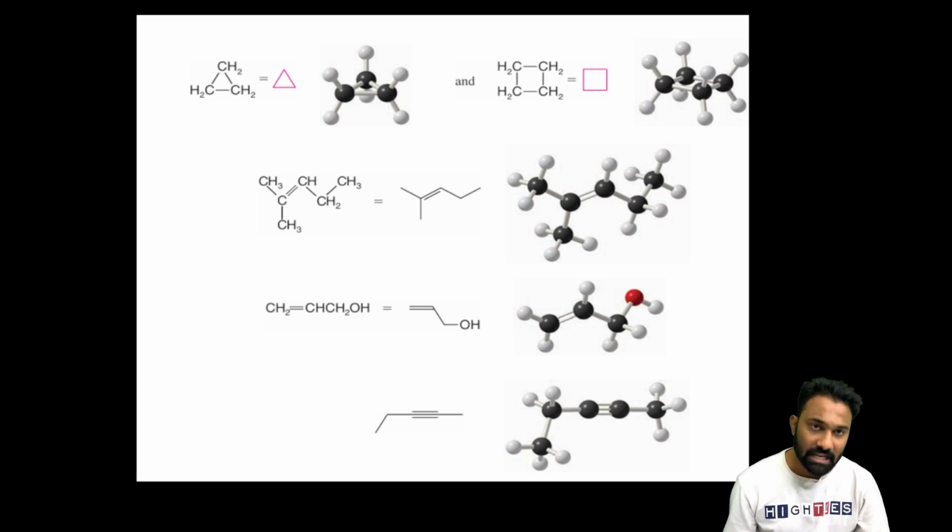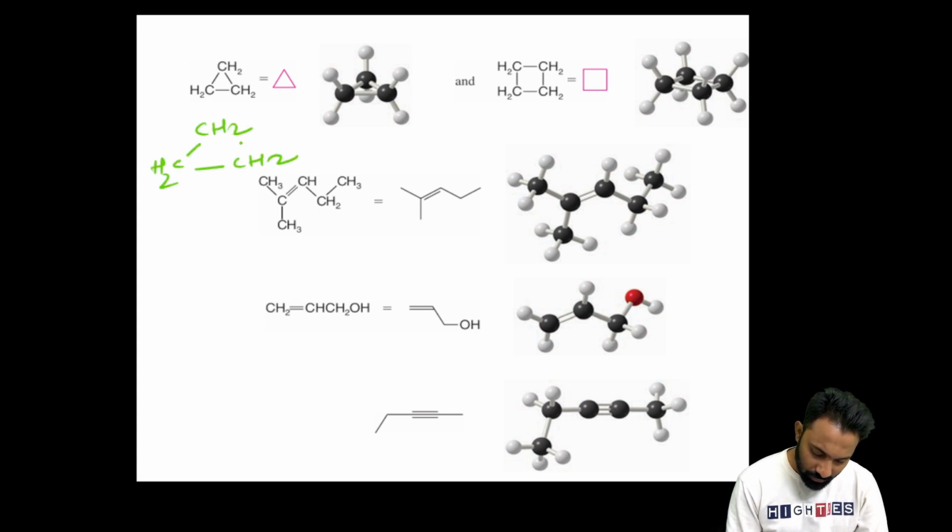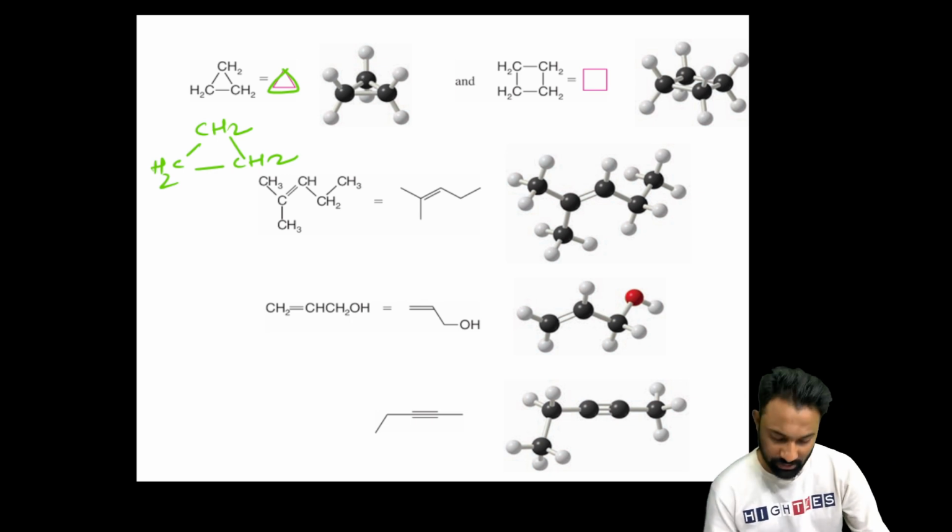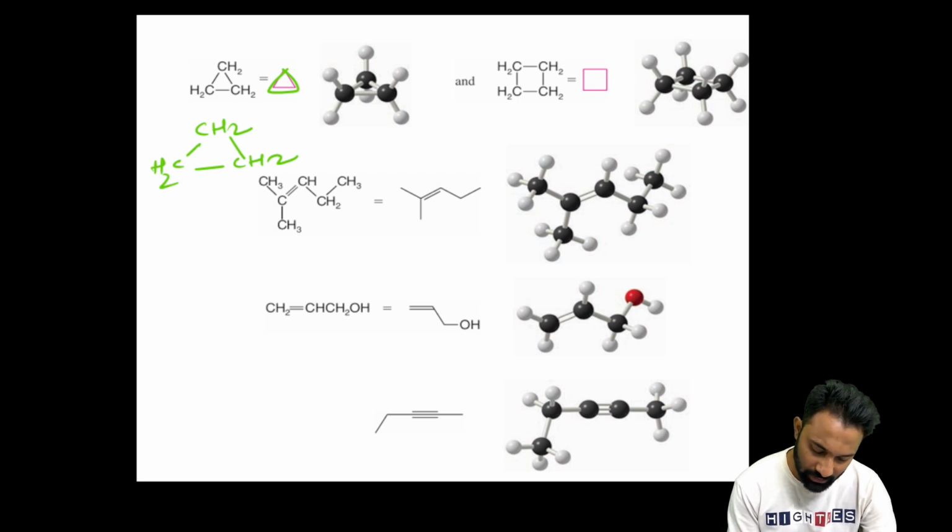First, if they have given a cyclic ring, here this CH2, here the CH2, here the CH2, just remove the carbon and hydrogens and that will be the formula. This is a cyclobutane. In the molecular model, if you see, it will be in this manner. Cyclobutane: just remove the carbon and hydrogens. This will be the cyclobutane.